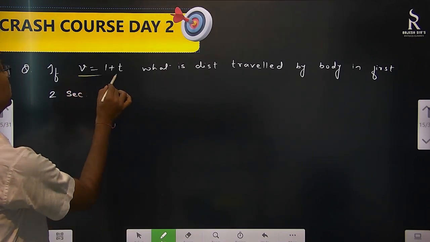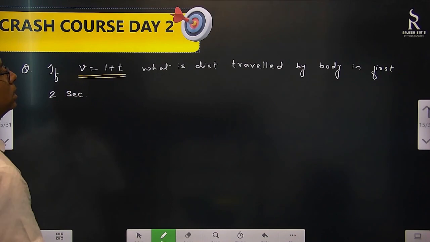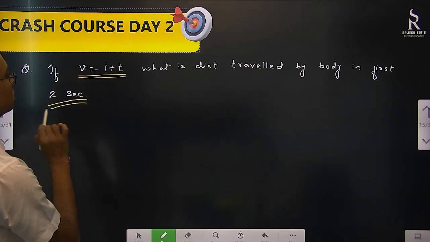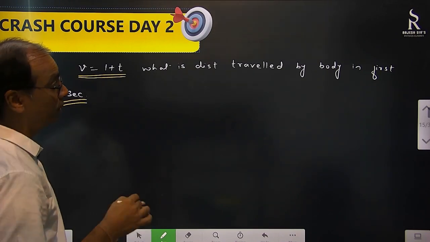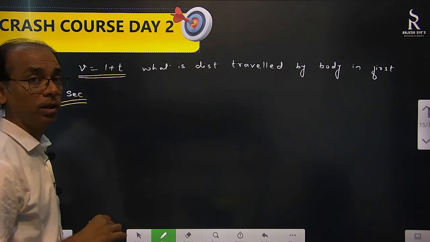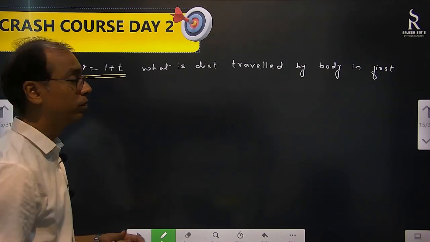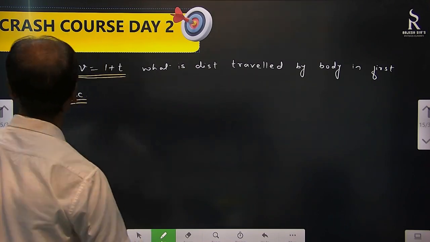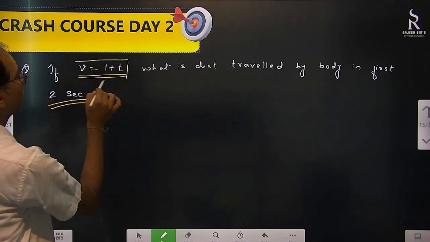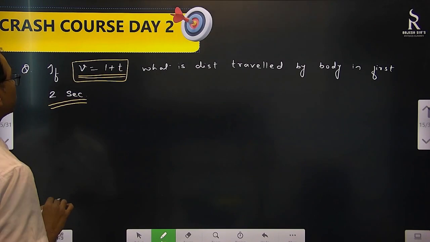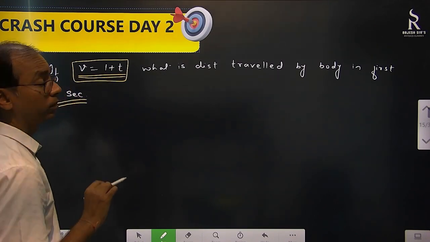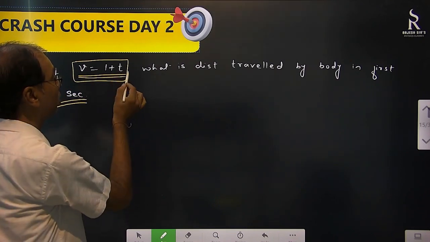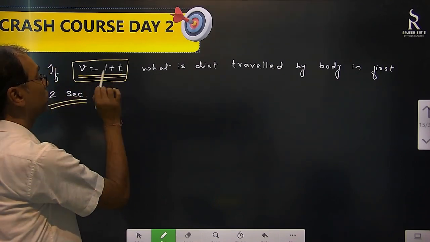If velocity is given as 1 plus t, what is the distance traveled by the body in first 2 seconds? He is asking distance traveled. So first thing is, can he ask displacement also? Will they be equal or will they not be equal? How to find it? That I will tell you. Okay, so first let's solve. This is velocity and he is asking distance. And is this velocity variable velocity or constant velocity? Variable, because time is changing. T equal to 1 second, its value will be 2. T equal to 2 seconds, its value will become 3.